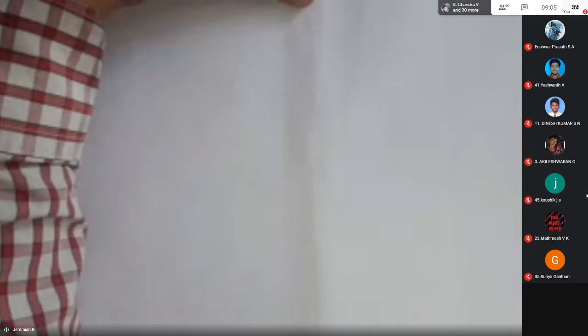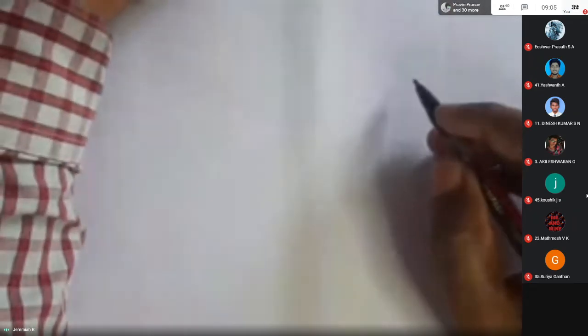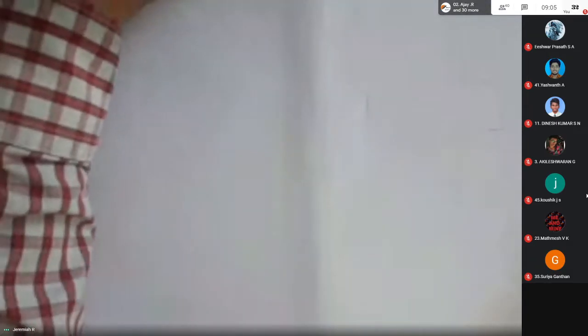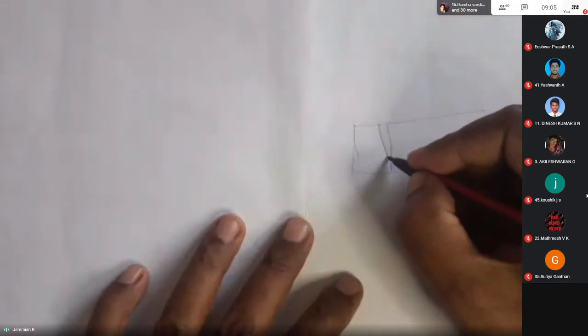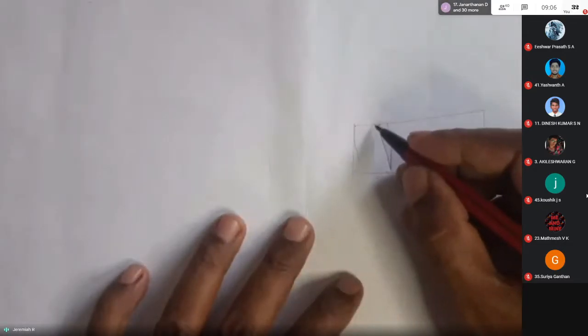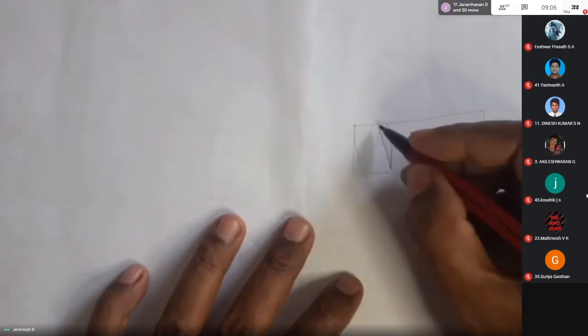You just see some of your assignments. There are some small mistakes like this. Is this visible? Yes, sir. So there is some small mistake here. You have to divide this here. This point, this first one, and here you have to connect like this, parallel to this. The next point, parallel to this.